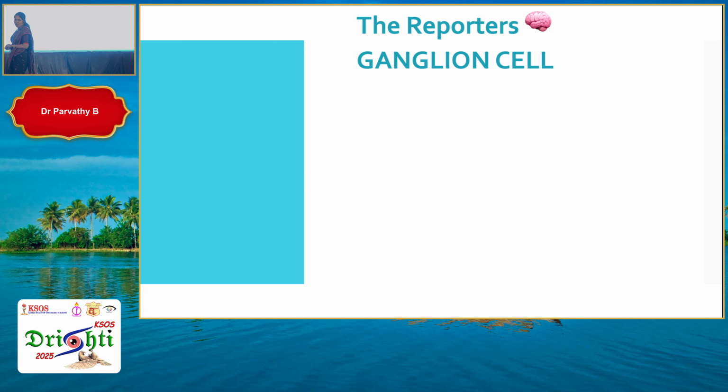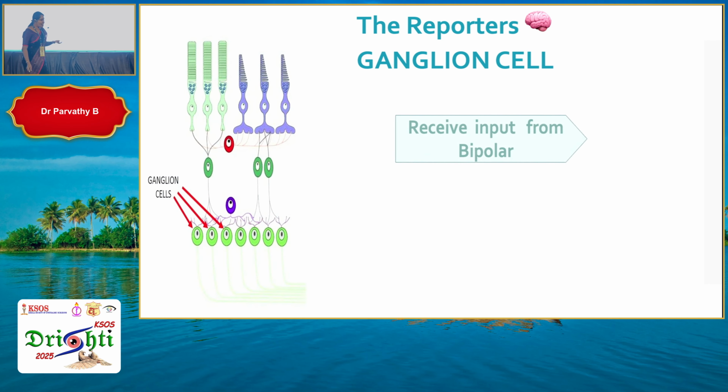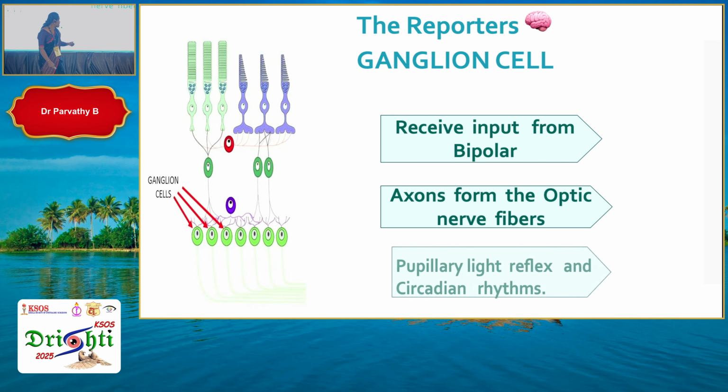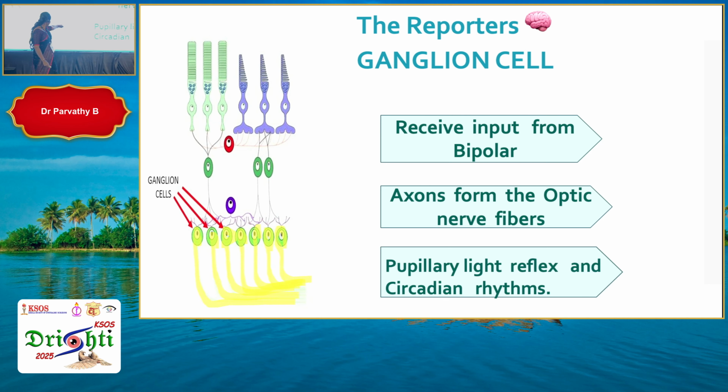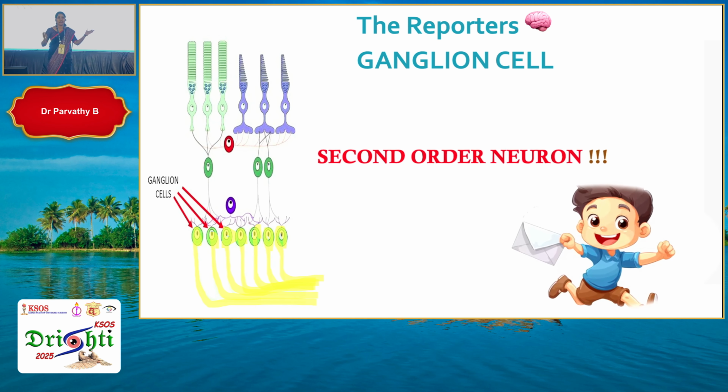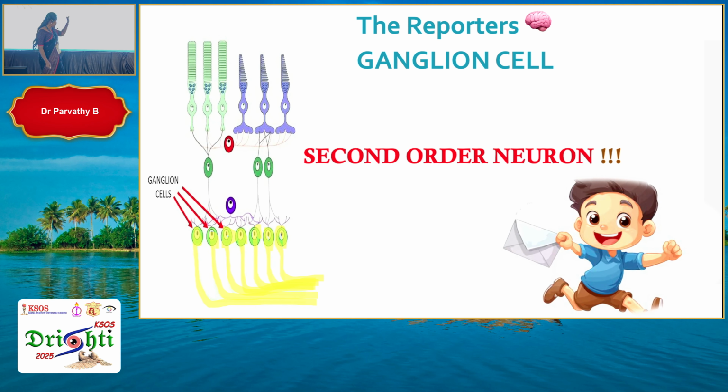Coming to the ganglions, they are the reporters. They collect the refined information from the bipolars and their axons form the optic nerve and carry this information to the brain. Some of them are even photosensitive themselves, so they are also involved in the pupillary light reflex and regulating the circadian rhythm. They are the final checkpoints before our vision becomes a perception, as second order neurons.